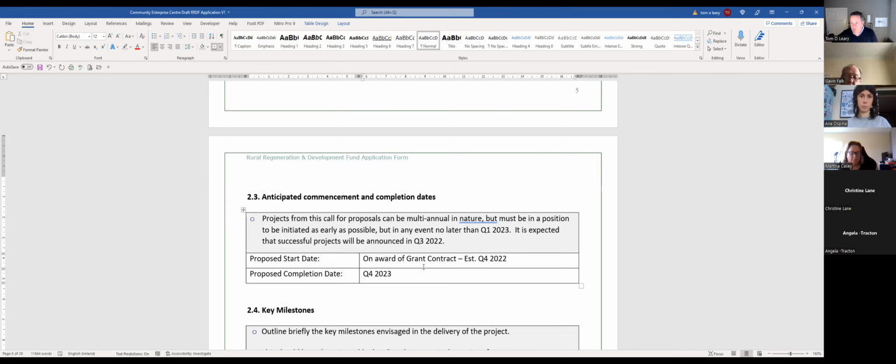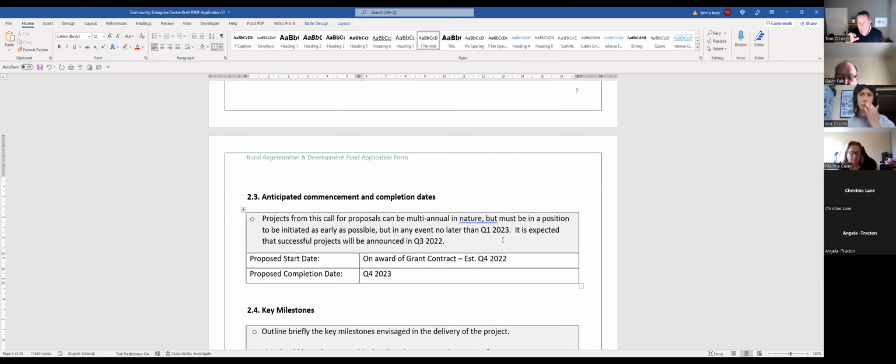So from a budgeting point of view, the departments would have budget for this fund. It would have to be spent by a certain time. So you can see here that the project can't go beyond Q1 2023. If they feel that your project isn't in a position to start, they won't give you funding.